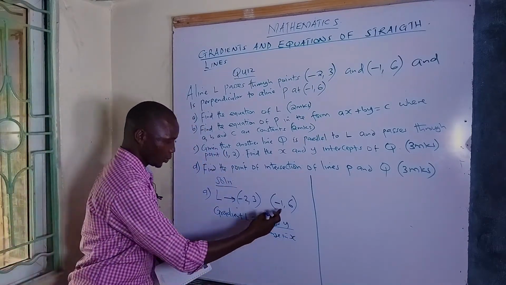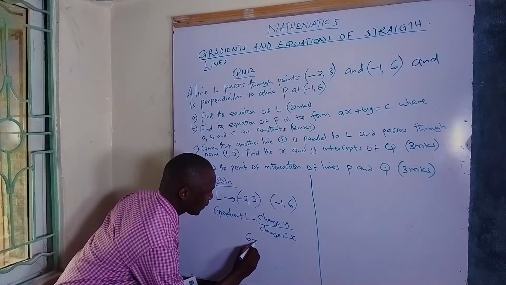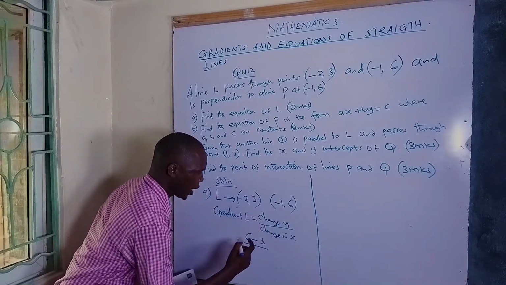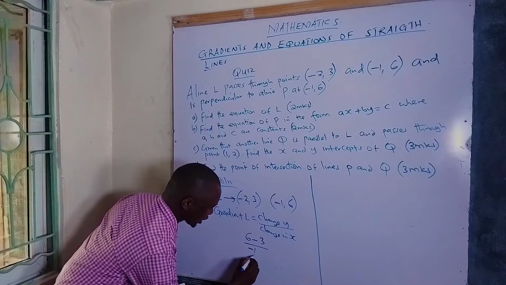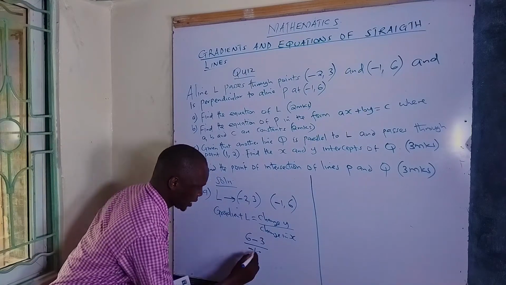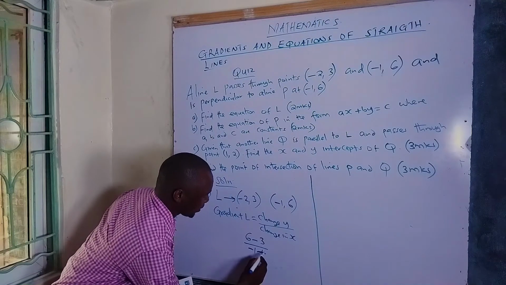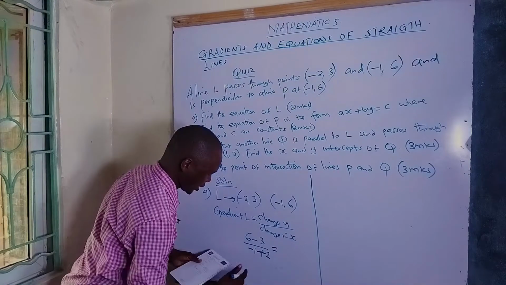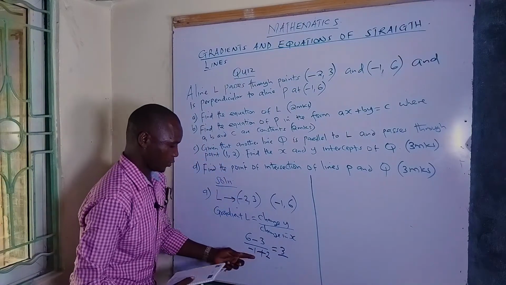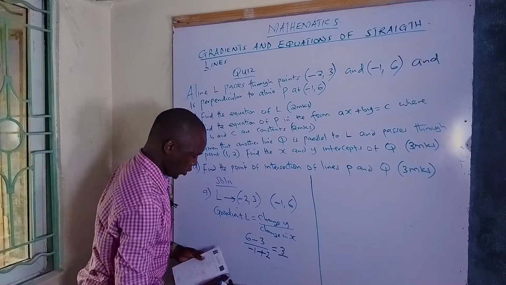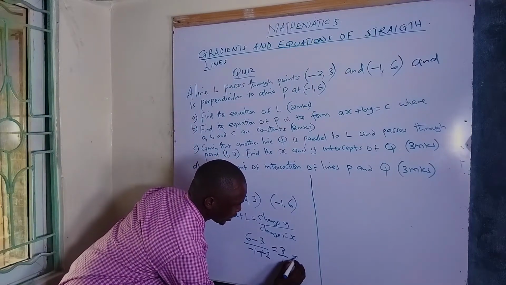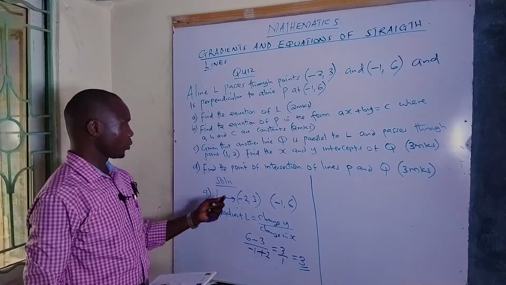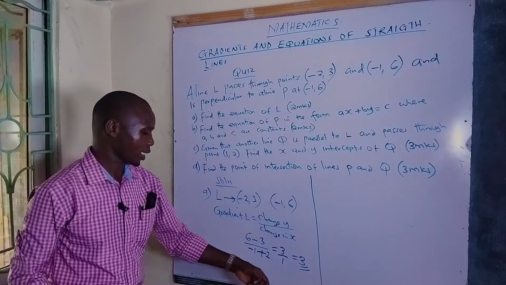That is to say, we can take our y2, which is 6, minus y1, which is 3, divided by x2, which is -1, minus x1, which is -2. Minus gives us a plus, that is plus 2. So 6 minus 3 is 3, over -1 plus 2, which gives us 1. In this case the gradient of line L is 3. We do not need the gradient itself, we wanted the equation, but you cannot find the equation without the gradient.